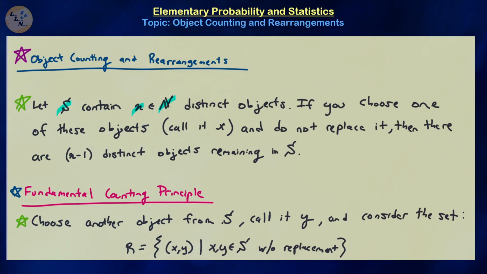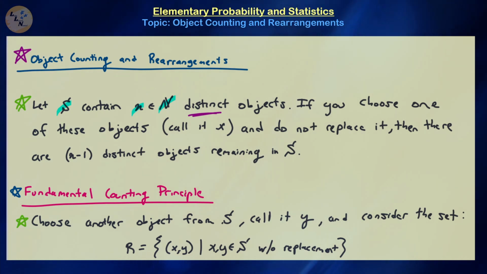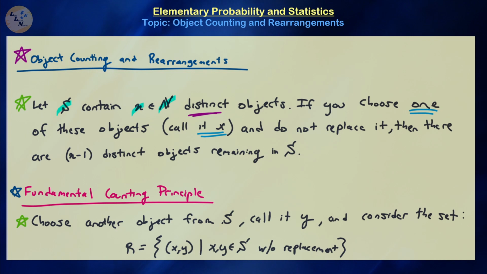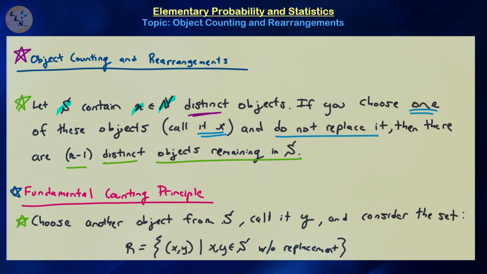And this very important word, distinct, means they are all different from each other. Therefore, you don't have any repetition of these objects, and you can sort of see the difference between each of them. So let's assume you choose exactly one of these n objects, and let's call that object x. And let us also assume that we do not replace it. Then, how many objects are left? Well, that means there are going to be n minus 1 distinct objects left in this particular set S. So that's a starting point.